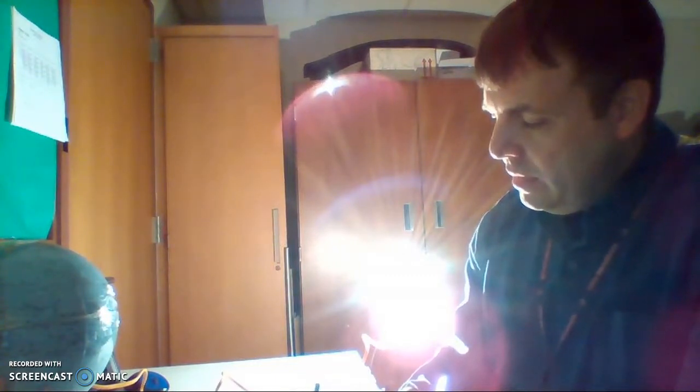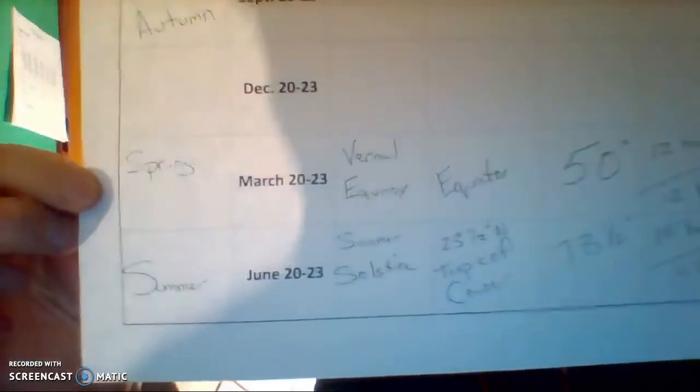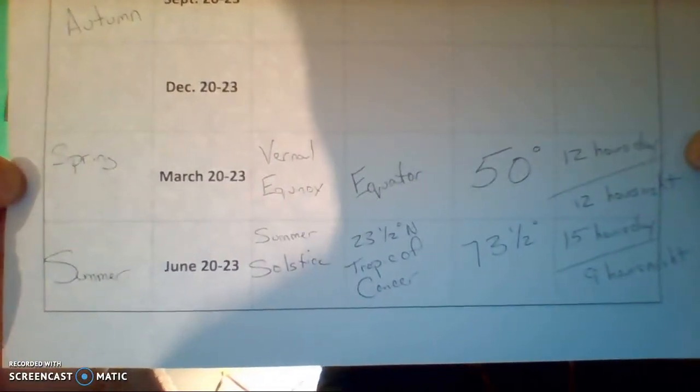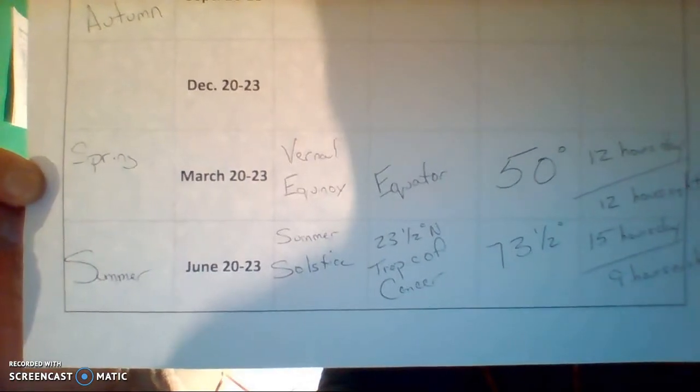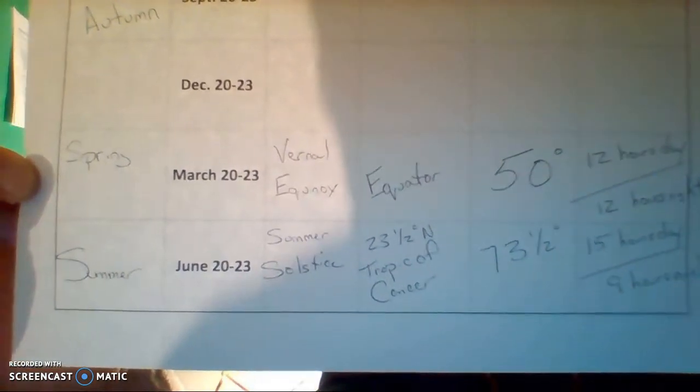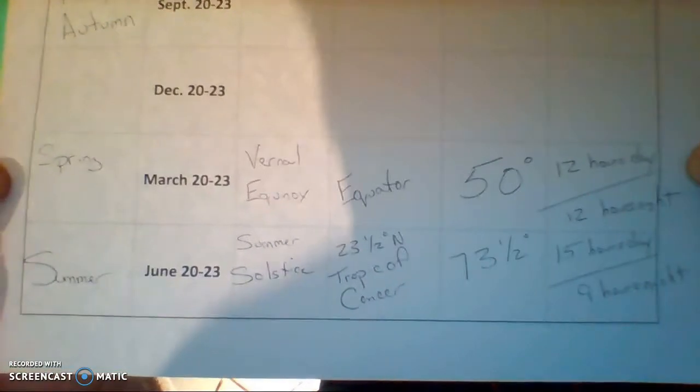And day to night is 15 and 9: 15 hours of daylight, 9 hours of nighttime. So for the summer solstice, the Tropic of Cancer is where it's hitting, 23.5 degrees, with 15 hours of daylight and 9 hours of night.